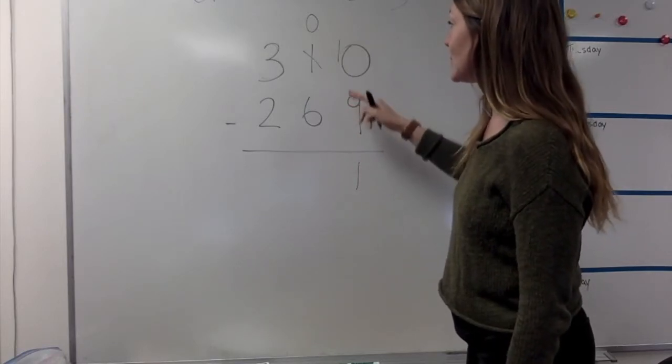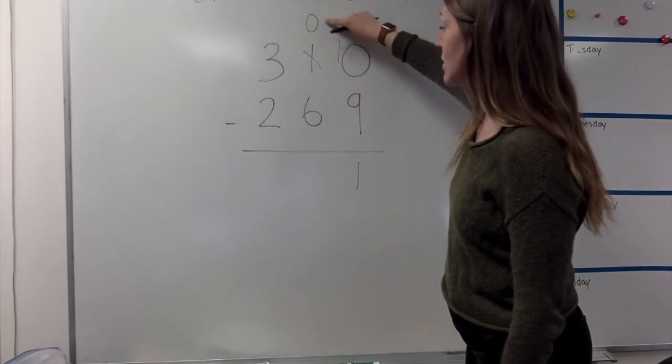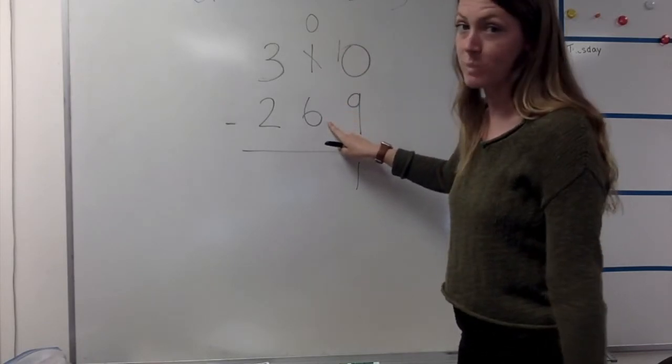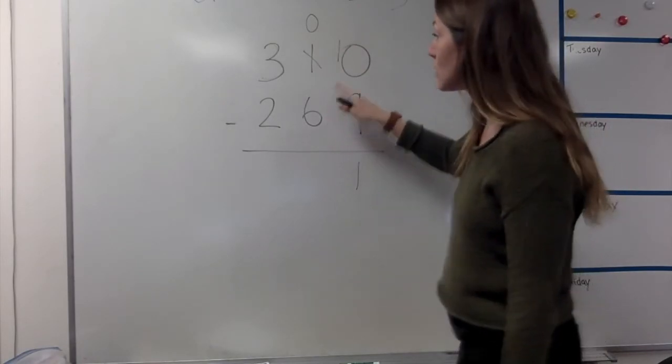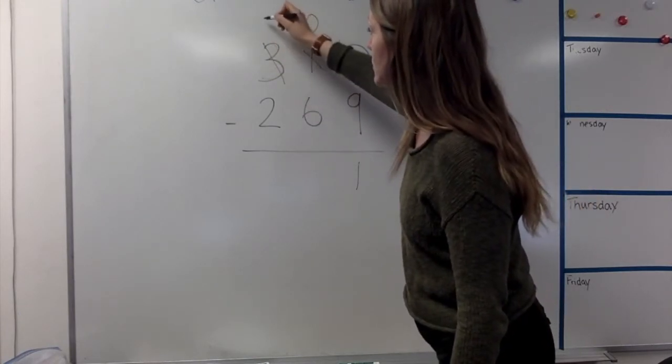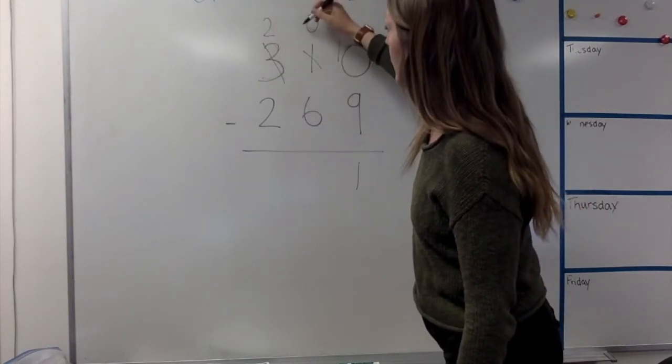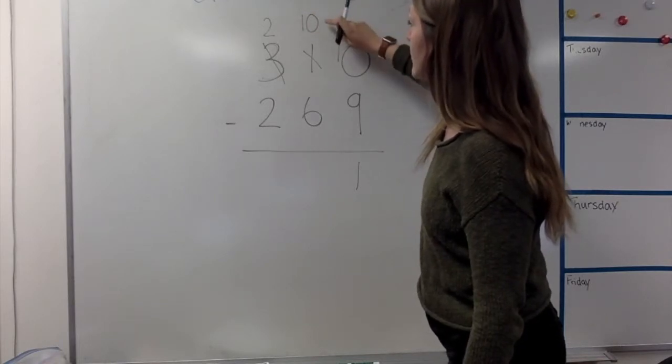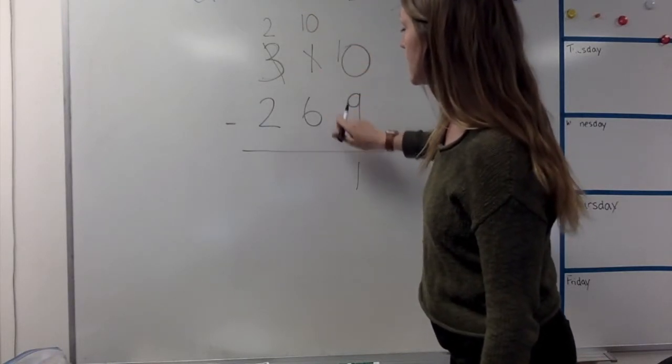Now let's go to the tens place. We're left with 0, take away 6, which we cannot do. So we're going to go next door into the hundreds column. Take away 1 from here, we have 2 hundreds left. Bring that over into the tens place. Now we have 10, take away 6 is 4.